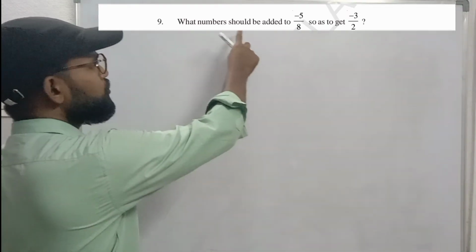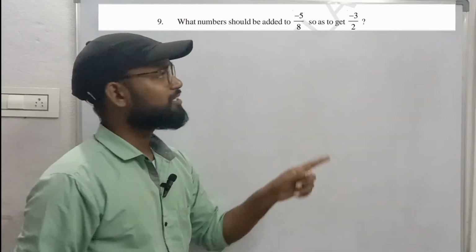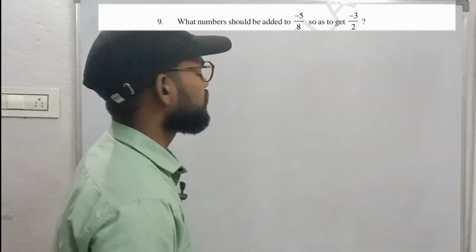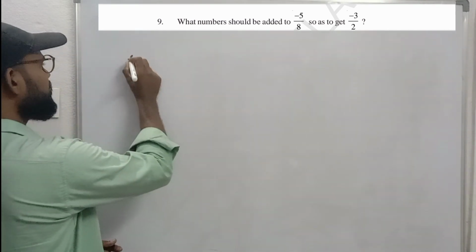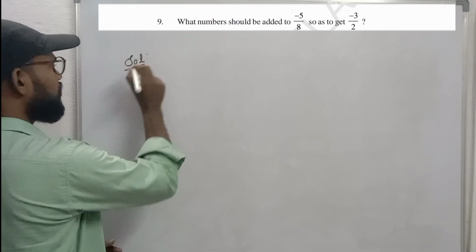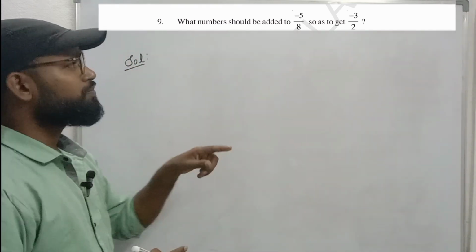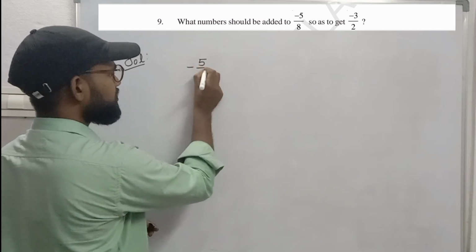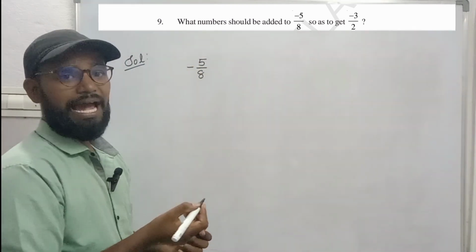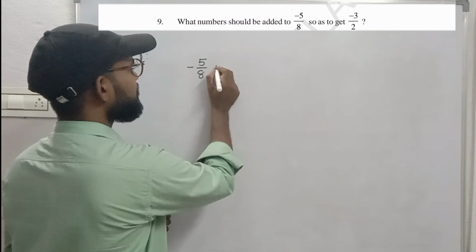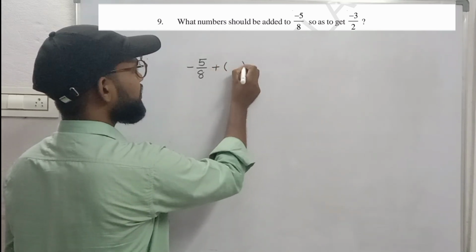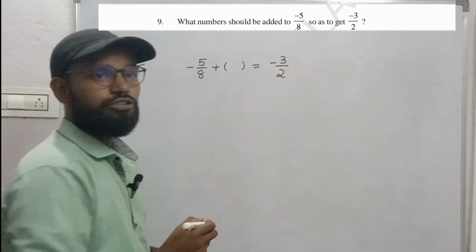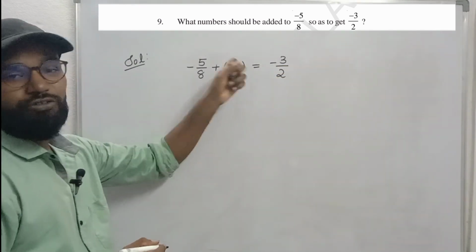What number should be added to minus 5 by 8 so as to get minus 3 by 2? So first understand the question, then after you can solve this. What number should be added to minus 5 by 8 to get minus 3 by 2? So now you have to find this unknown number.